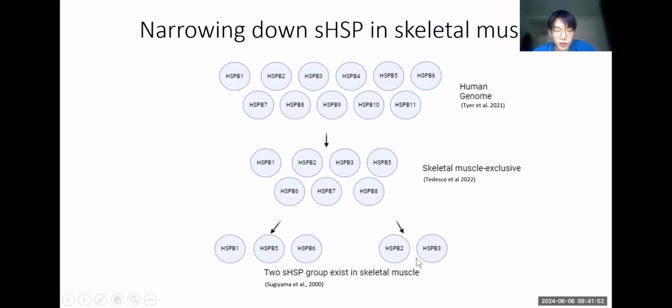I went further into the literature and found that Sugiyama's group performed a yeast two-hybrid experiment, and they found that HSPB1, 5 and 6 interact with each other, and then HSPB2 and 3 act as another oligomer group to handle misfolded proteins. This paper not only used yeast two-hybrid screening, they also did gel filtration, size exclusion chromatography.